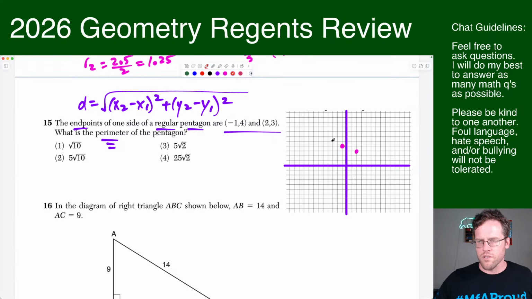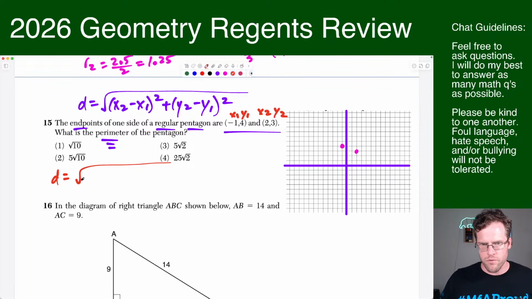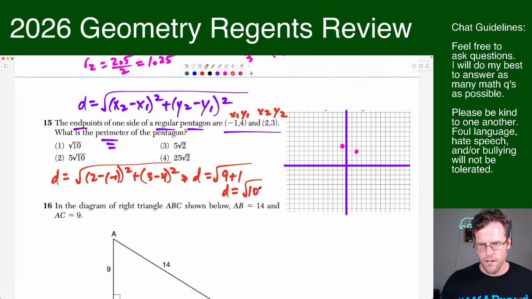And if this represents one side, you count the rise over run. So first I'll just say, all right, distance equals square root of, this is x1, y1, and this is x2, y2. And you just plug into the formula. You would do 2 minus -1 squared plus 3 minus 4 squared. And then distance equals, and I get 9 plus 1 here. So the distance equals square root of 10.